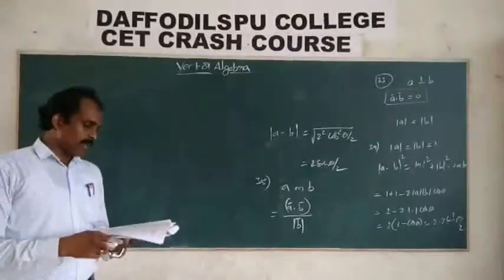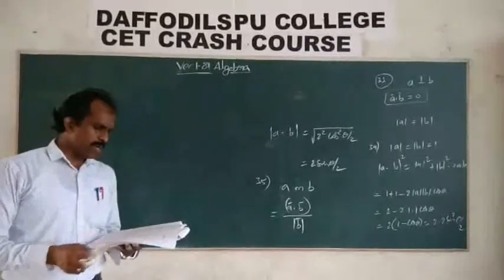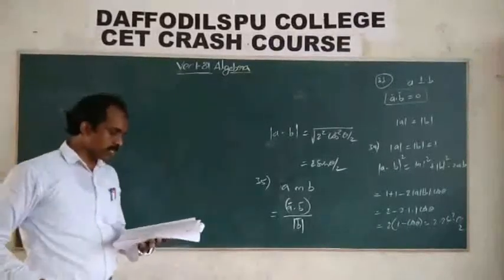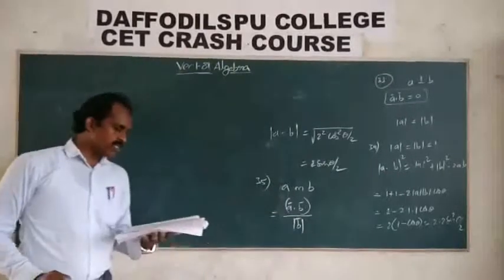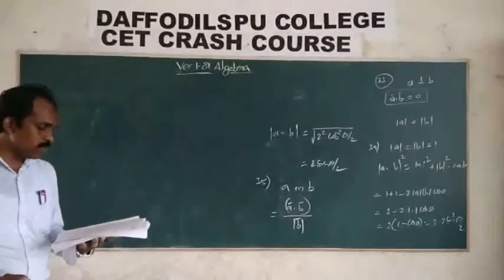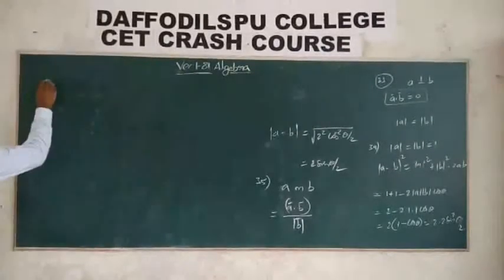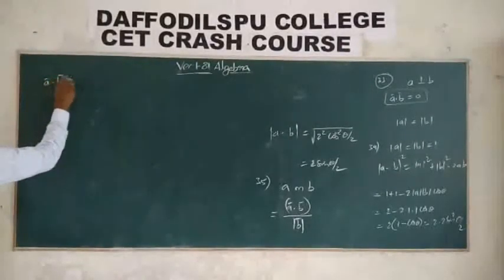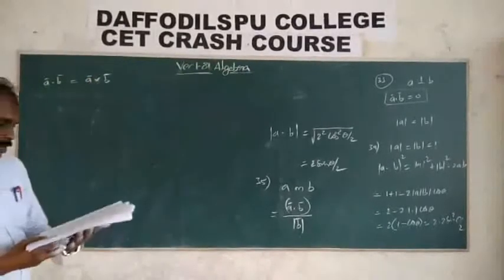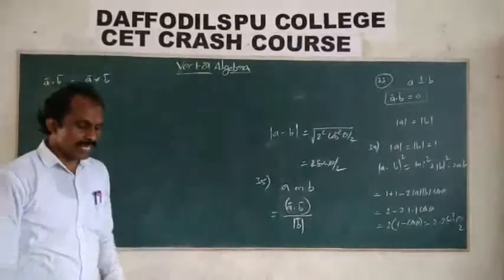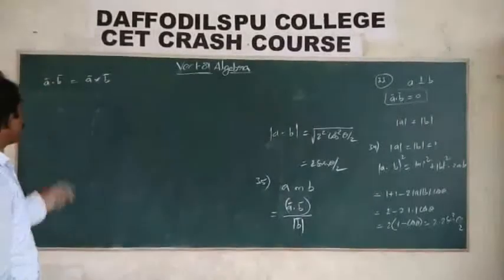If A bar and B bar are two non-zero vectors such that modulus of A dot B is equal to modulus of A cross B, then find the angle between A bar and B bar.